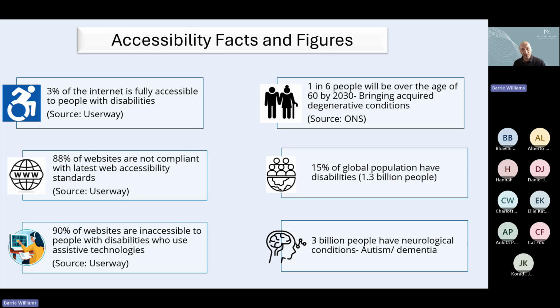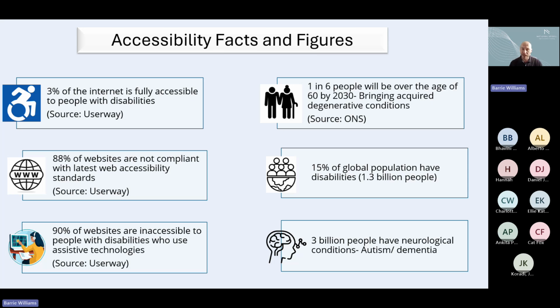So with accessibility then, facts and figures, which are never very good. 3% of the internet is fully accessible to people with disabilities. 3% is a very, very small number, you would obviously agree. 88% of websites are not compliant with the latest web accessibility standards. These are the standards which try to dictate how things are made more accessible for people.